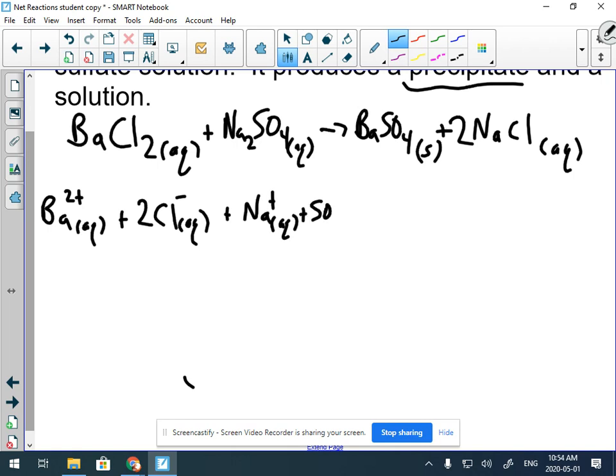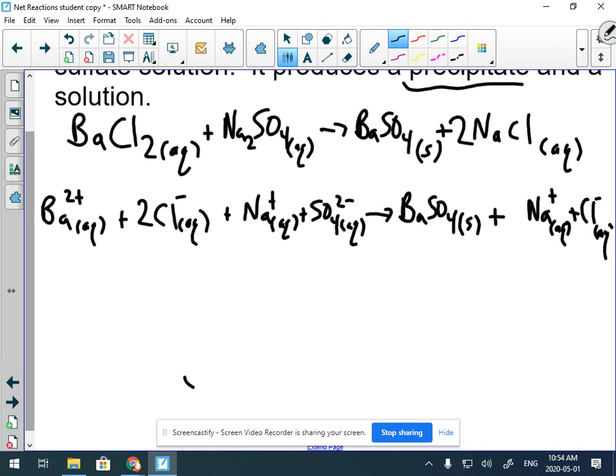and sulfate ions. Oh, thank goodness there's an arrow. Oh, look, it's a solid. Yes, I didn't have to break that up. Okay, and then I have sodium ions and chlorides. Now, I've made some mistakes.